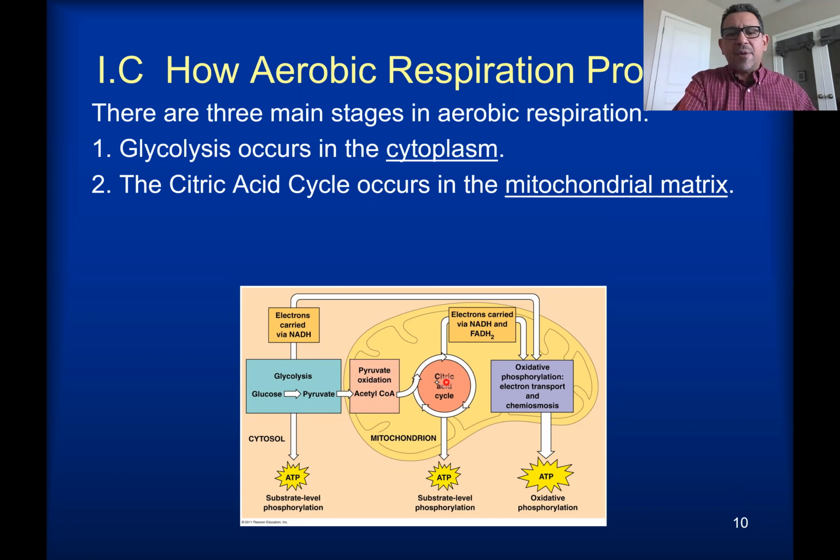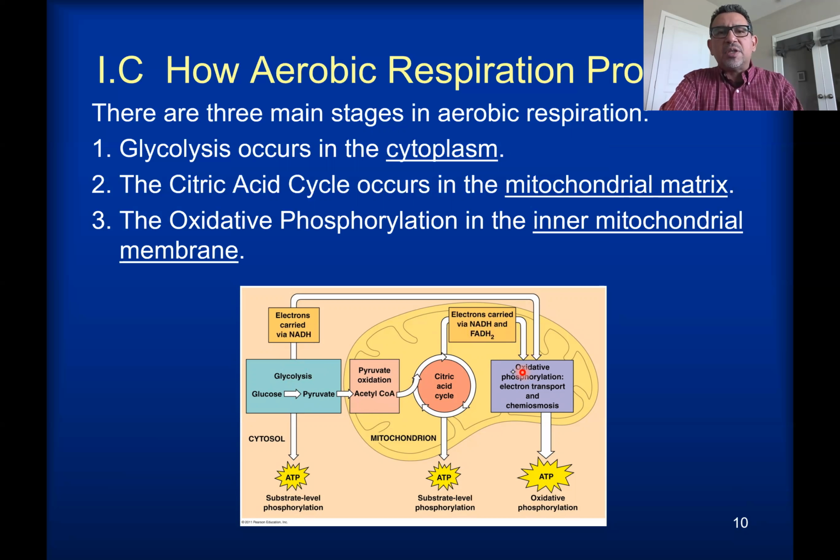Those electrons will be delivered to the final stage of aerobic respiration, which is called oxidative phosphorylation, and that takes place along those protein complexes I described before in the inner mitochondrial membrane. There are more videos I will be providing for you to look and visualize how these three stages of cell respiration, aerobic respiration, contribute to the making of ATP for a cell in the presence of oxygen.